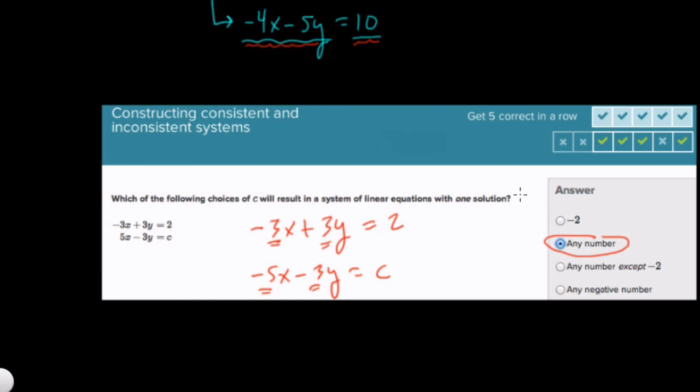And if you're not sure, they give you choices to play with. Like in the first one, they give you -2. Well, if you plug in -2, you would see that you get one point. But then you realize, oh, here they say any number except -2. Well, that can't be true because -2 works. Any negative number, if you're not sure, try a positive number. Try a positive number for c, anything you want. And you'll see that there's exactly one solution for these two lines.